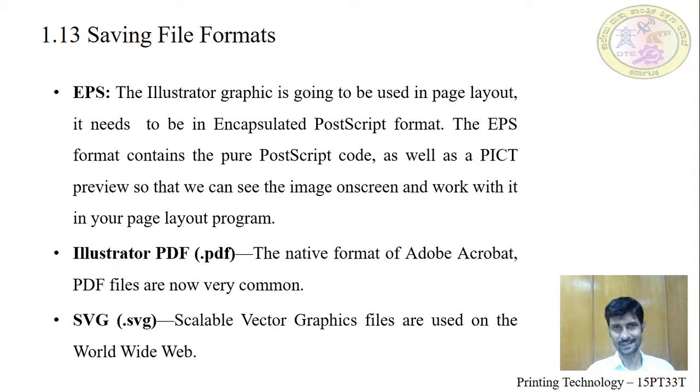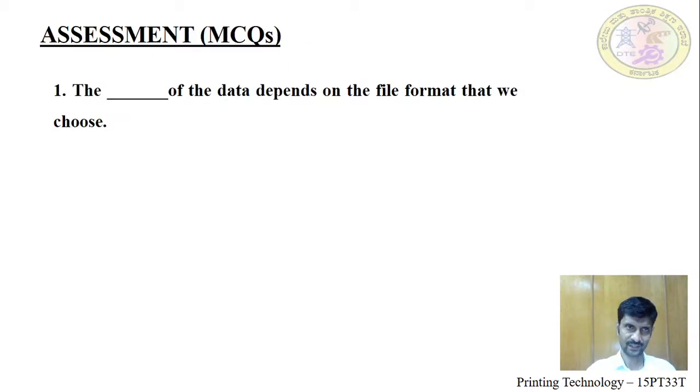Next is .svg. Whatever we have created in Illustrator software can be saved as .svg, so that it can be coded in Extensible Markup Language, XML, which helps it open in a default web browser or World Wide Web applications.